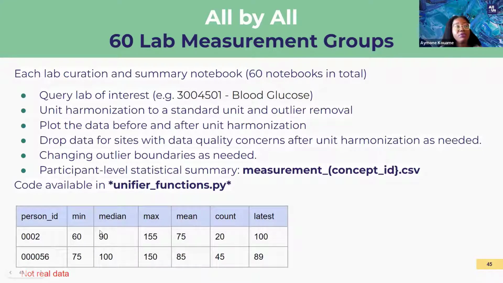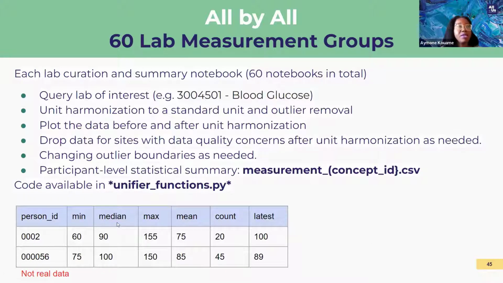And then the result of that curation process is a participant-level statistical summary. For each lab group, basically this is a naming convention, measurement underscore, whatever the concept ID is, .csv. And this is what we sent to the All of Us team. And that's what the summary table looks like.